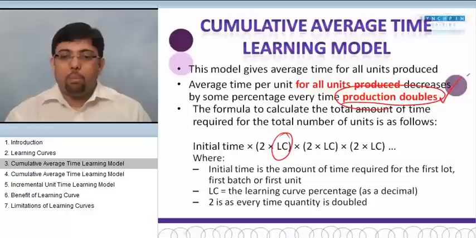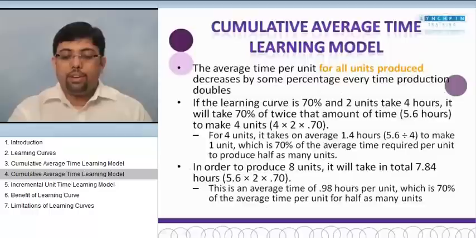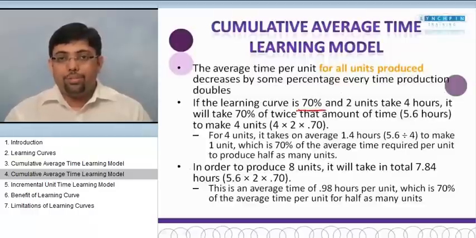So the initial time is the amount required for the first unit. This is something that will be calculated. The average time per unit for all units produced decreases by some percentage every time production doubles. Say, for example, we have an example over here. It says the learning curve is 70%. So we are assuming that there will be a learning of 30% every time we have a new product manufactured.